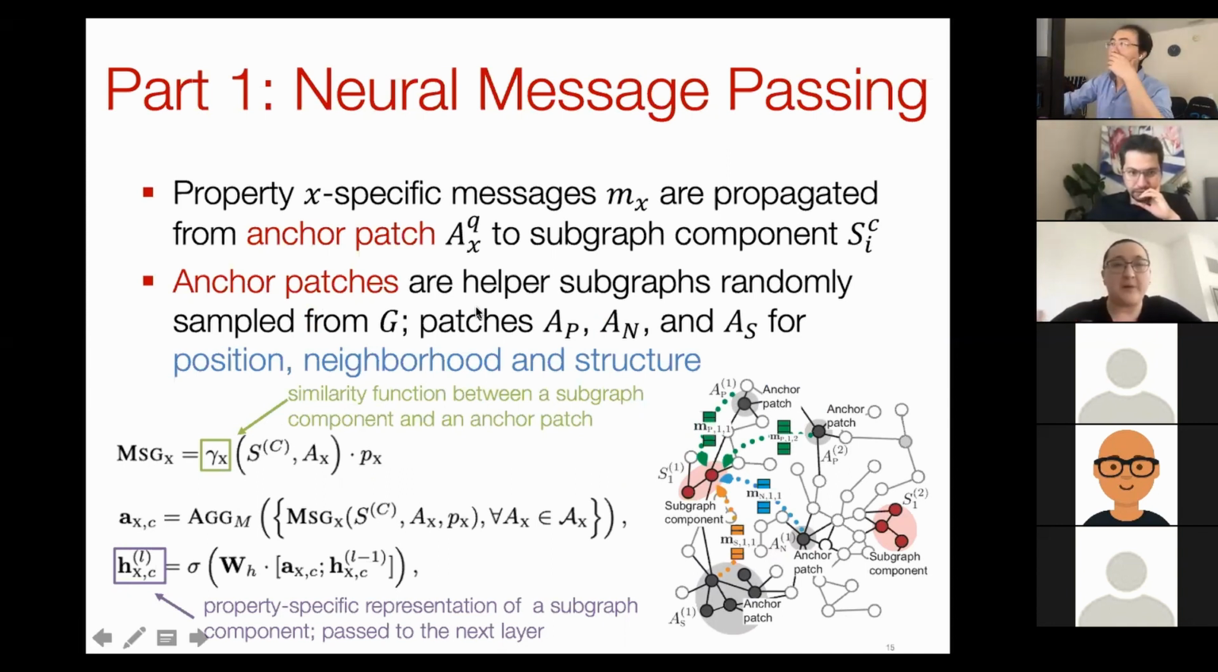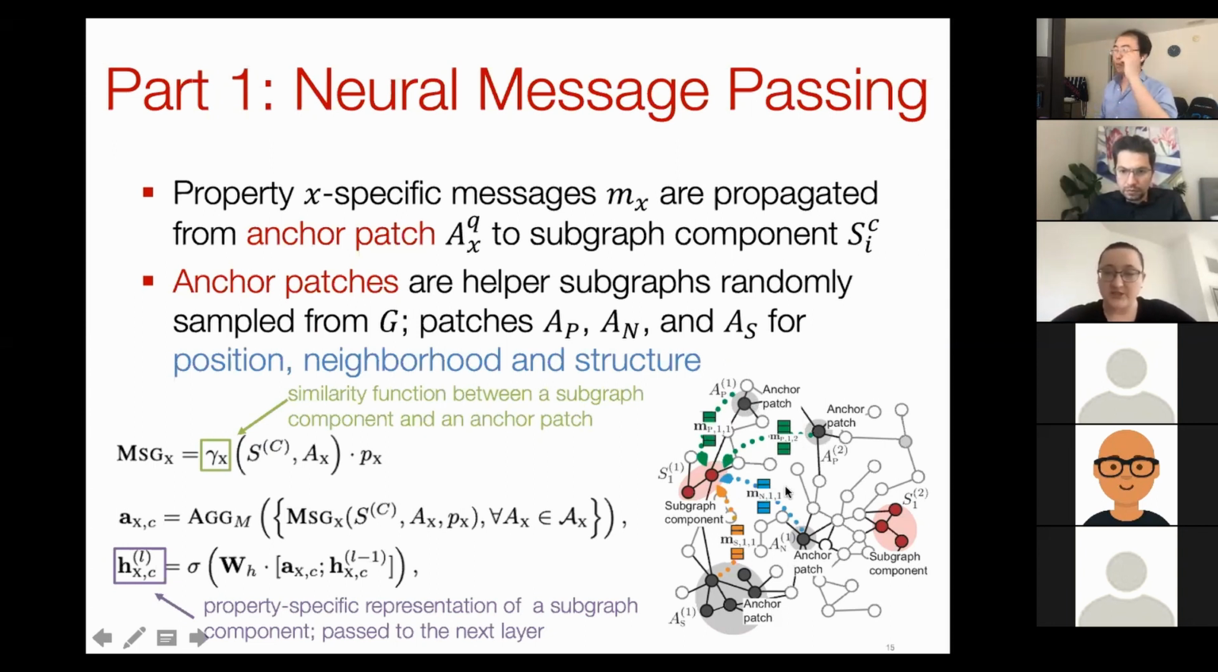So to unpack part one a bit more for those who are not familiar with graph neural networks, what we do is the following. We specify neural messages, and we specify a separate type of neural messages for each of 3 aspects, properties of subgraph topology: position, neighborhood, and structure. And then within the underlying graph, we sample a number of anchor patches. Anchor patches are helper subgraphs that we don't care about in the sense that we would want to embed them, but they help us learn better embeddings for subgraphs of interest.